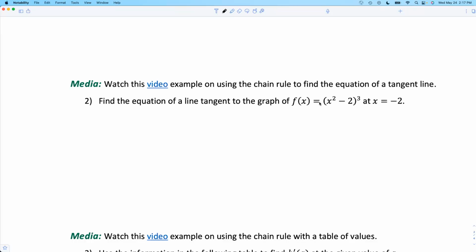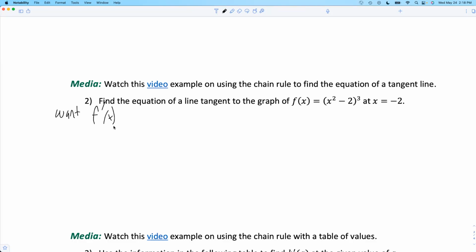Okay, in this problem, we want to find the equation of a tangent line. We know how to do that. To find the equation of a tangent line, we need the slope. Derivatives give us slopes of tangent lines. So we're going to need the derivative. So we want f prime of x.